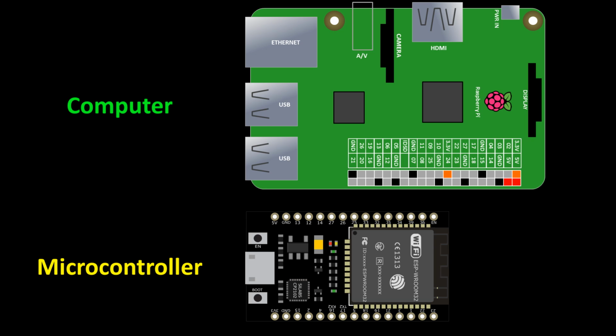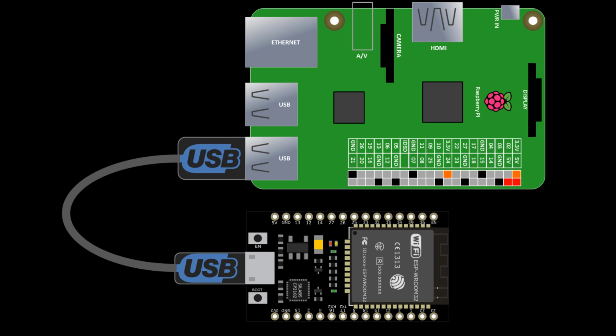To get started, the MicroPython firmware needs to be uploaded to the ESP32. This can be done with a simple USB cable, which provides a two-way serial interface between the Pi and the ESP32. It also provides 5-volt power.